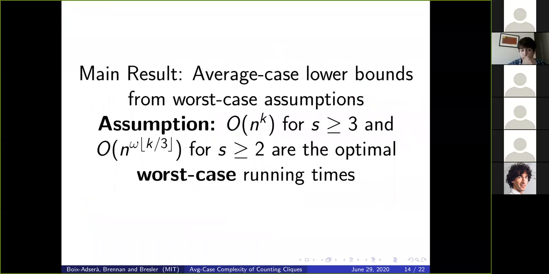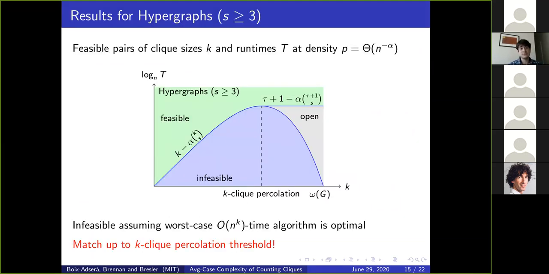So our main result now is just this. We're going to assume that n to the k is the optimal running time for counting K-cliques in a hypergraph with rank greater than or equal to 3, and that n to the omega k over 3 is the optimal running time for worst case graphs. And we're going to show that Erdos-Renyi K-clique counting is hard.